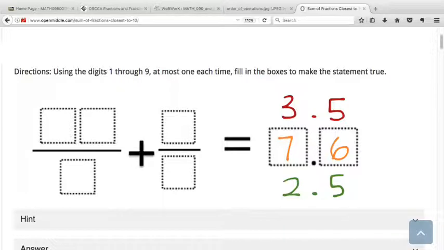So let's take a look at the other digits that ended up filling these slots. Let's start with your 7.6 solution. How did you fill out the fractions on the left-hand side to make this sum 7.6?